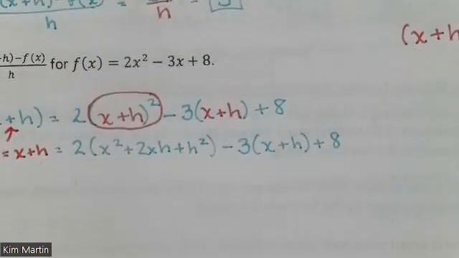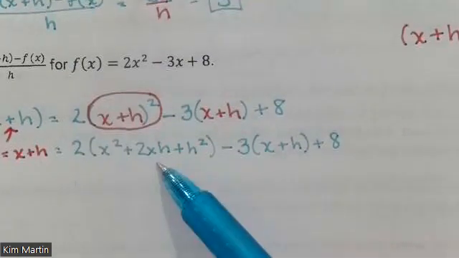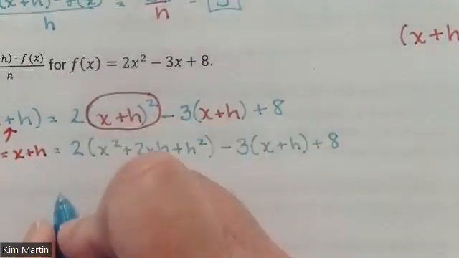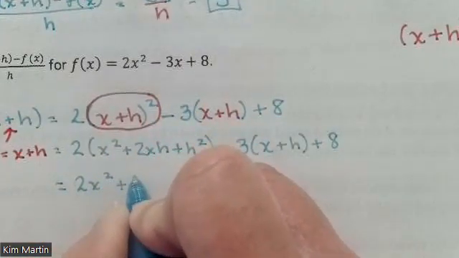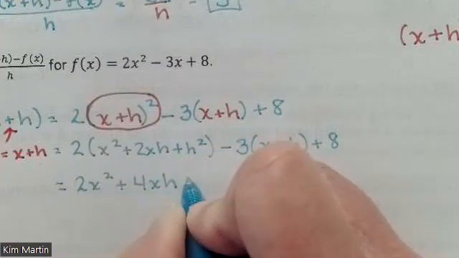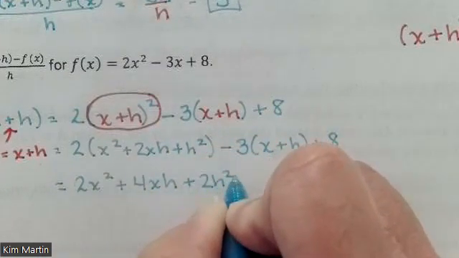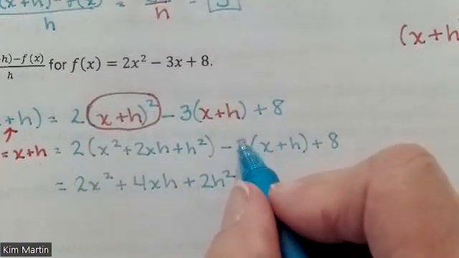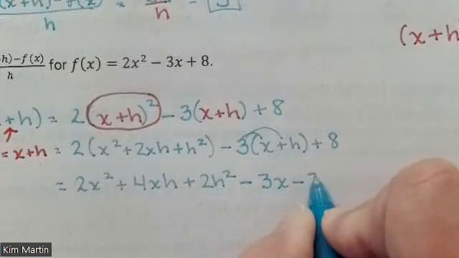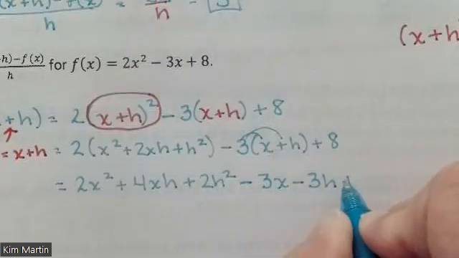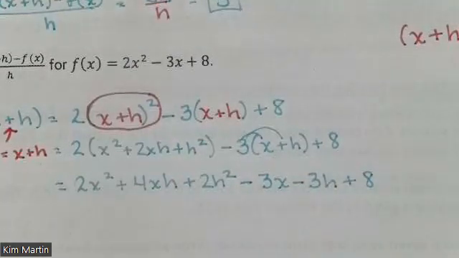The next problem I see is people somehow skip a step, and when they distribute the 2, it's just a careless mistake. But now you're going to distribute and you get 2x squared plus 4xh plus 2h squared. Now distribute the -3. We get -3x minus 3h plus 8. Will anything cancel? No.